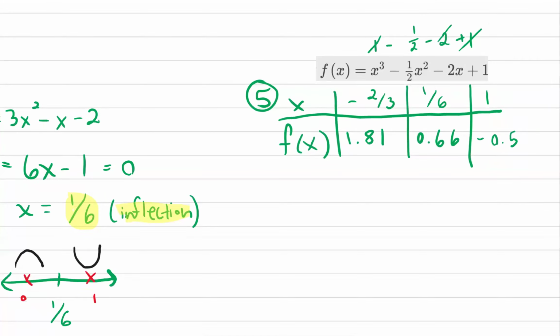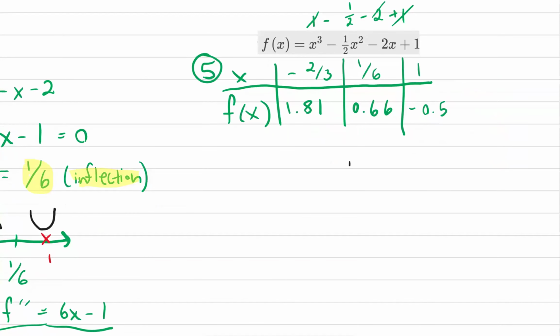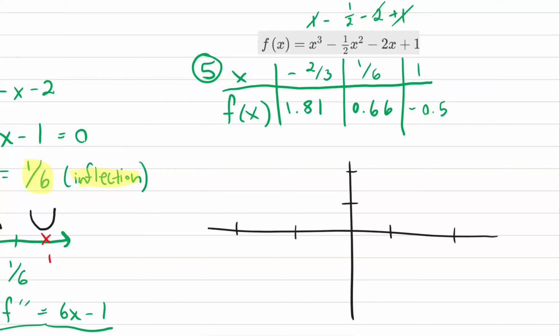So let's see if we can sketch something out of all this. We had pretty small values to work with. So at negative 2/3, that's about negative 0.6, we're up here at 1.81. And then at 1/6, we're really close here in the positive x region. We're up to 0.66. It's our inflection point. And then at 1, we're at negative 0.5, right there.